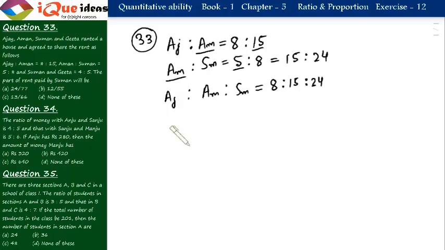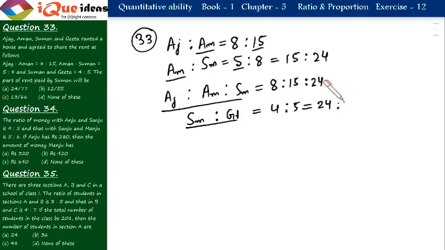Now, the ratio of Suman and Geeta is equal to 4 is to 5. Okay. Now, out of these two ratios, Suman is common and the numbers corresponding to Suman are 24 and 4. Now make 24 and 4 the same. The LCM of 24 and 4 is 24. So make this 4 in the second ratio equivalent to 24. To do that, multiply by 6. So 4 sixes are 24 is to 5 sixes are 30.